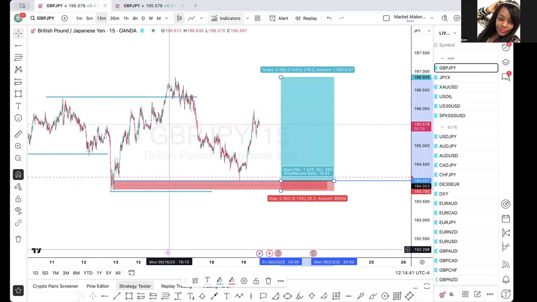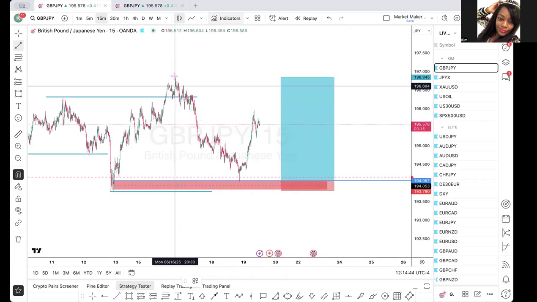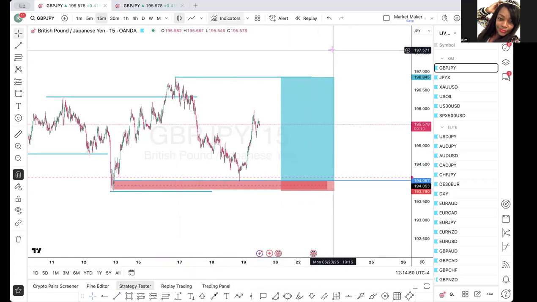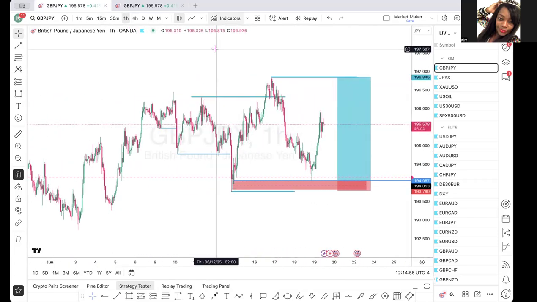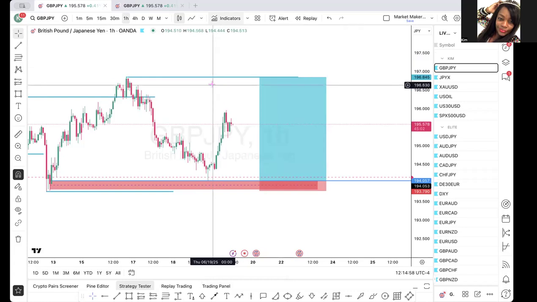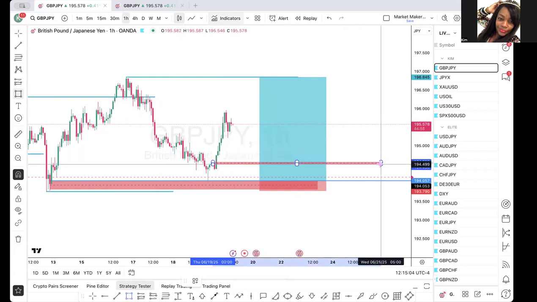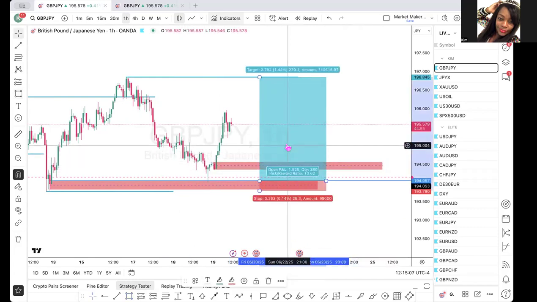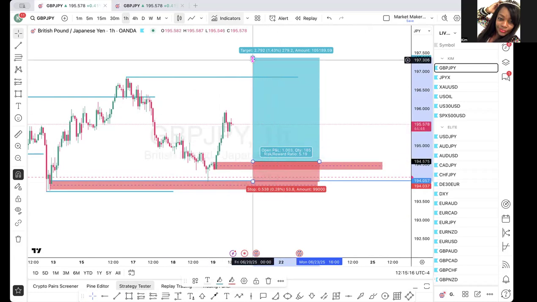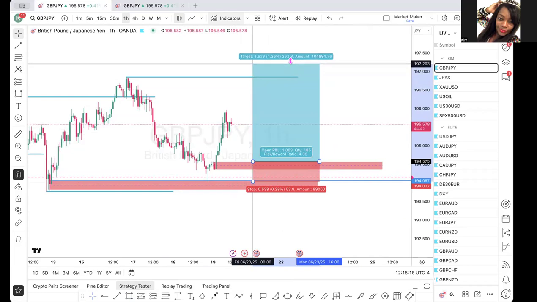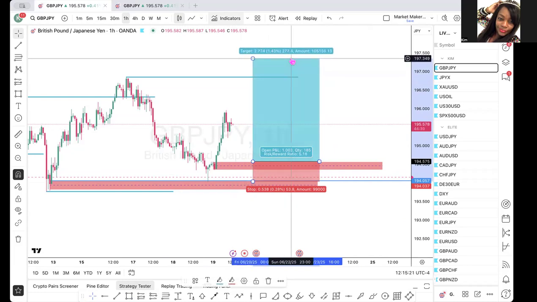And if price then comes and breaks this high, closes above, right, on my 1 hour or 4 hour, then I'm marking up my next demand zone. My next demand zone is right here. And then I would mark up this zone here. I would cover this low here. And then take my TP up to wherever that break of structure high is.